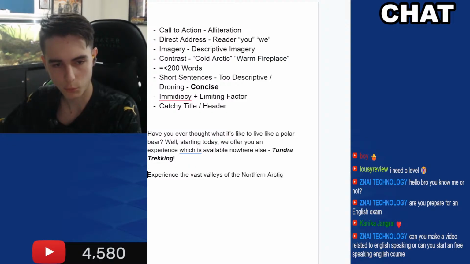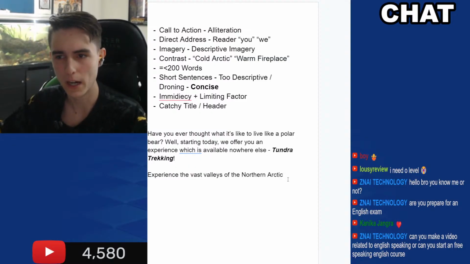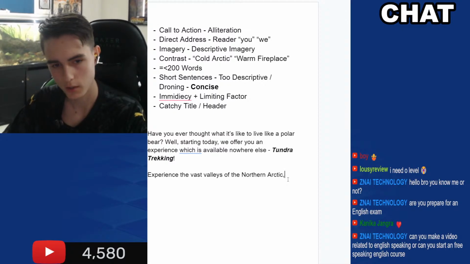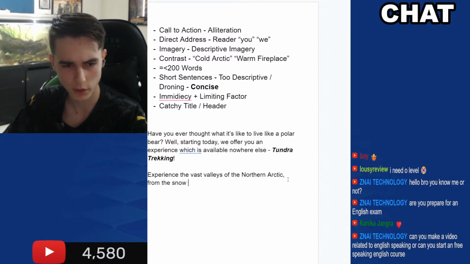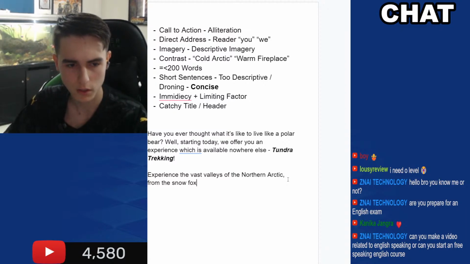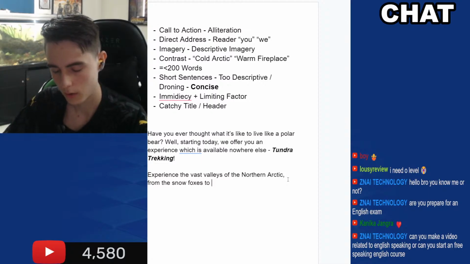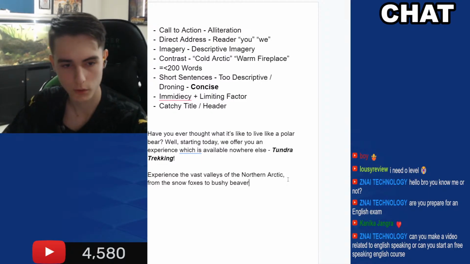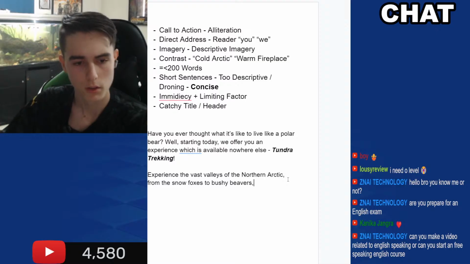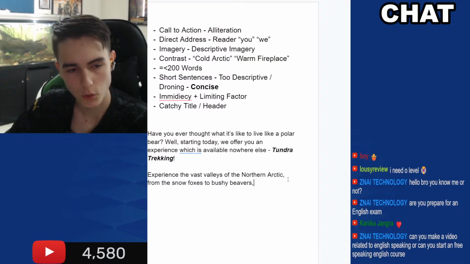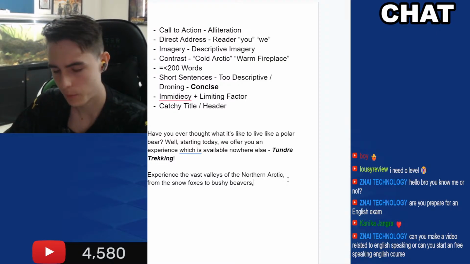This can be a new line as well, keeping to the short paragraphs, short sentences. Experience the vast valleys of the northern Arctic, from the snow foxes. I know some animals in the Arctic, guys, so I'm just going to be listing some random stuff here. From some snow foxes to bushy beavers. The vast valleys in northern Arctic, from the snow foxes to the bushy beavers.